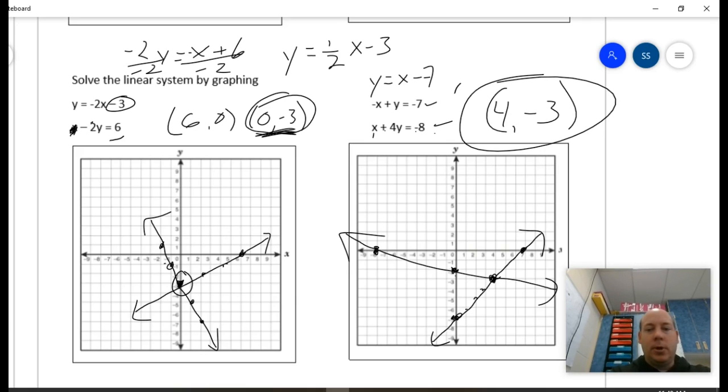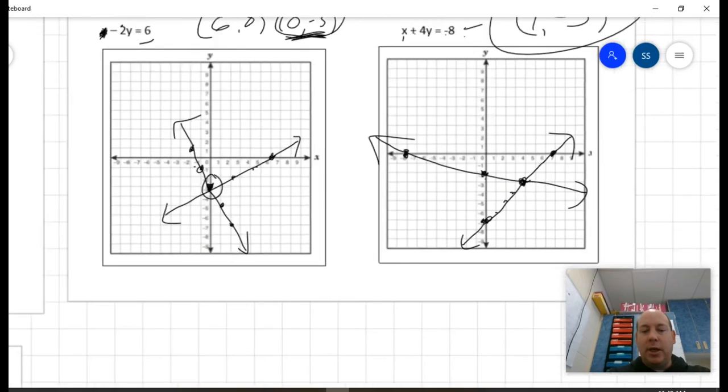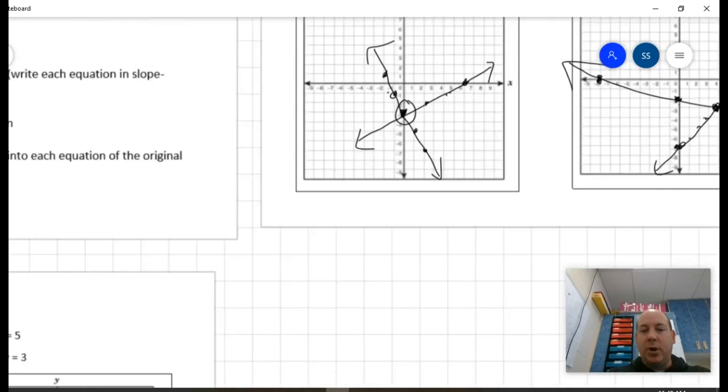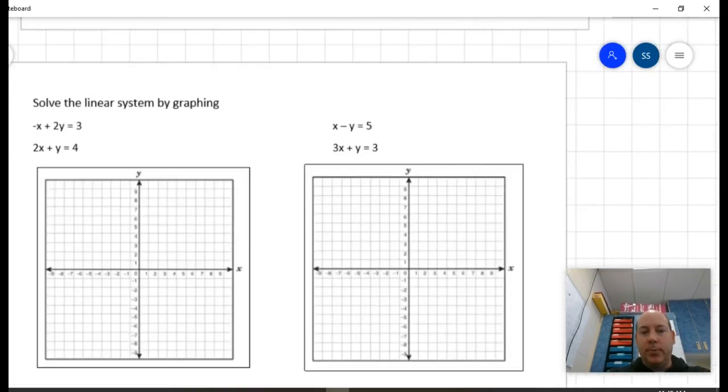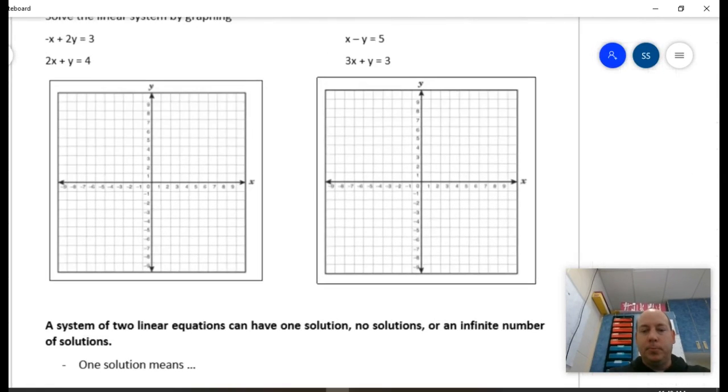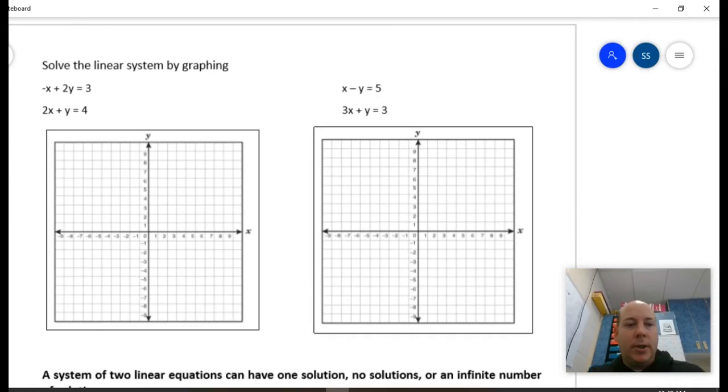All right, so again, we want to graph both lines. Okay, find that point of intersection, and then just verify that that point of intersection is actually the solution. Let's look at just a couple more examples here.